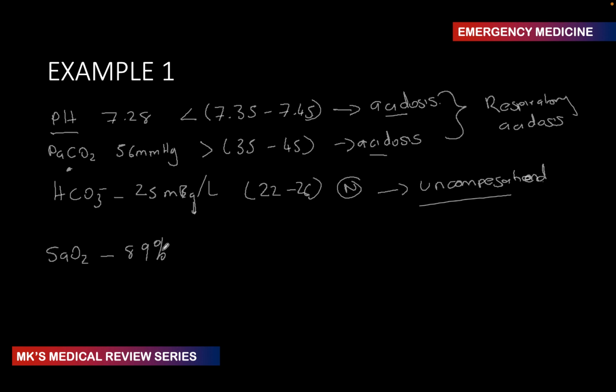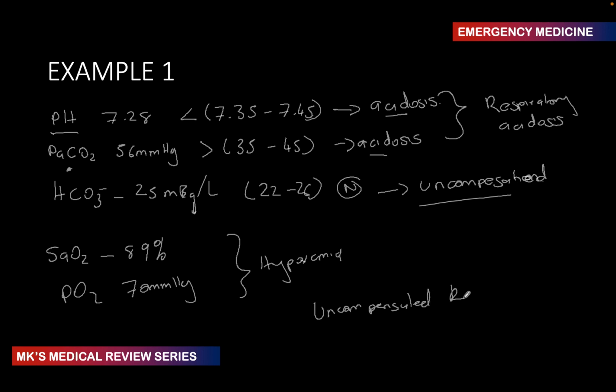And if we look at the saturations there, 89%, most likely even the partial pressure of oxygen, oh, I forgot to give you the partial pressure of oxygen. The partial pressure of oxygen here, let's say 70 millimeters of mercury. So this is going to be tying in together to form some hypoxemia. So if you were to look at the acid-base status of this patient, you would say that this patient has uncompensated respiratory acidosis with hypoxemia. That's what your diagnosis would be on this acid-base example.